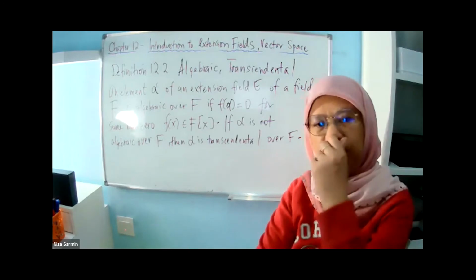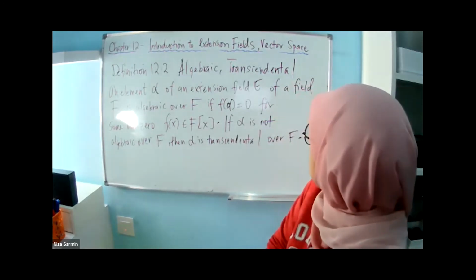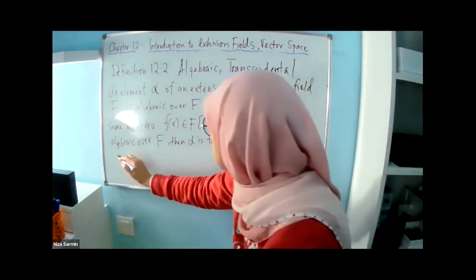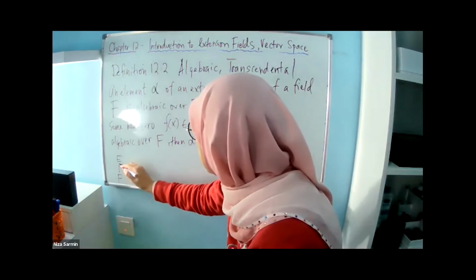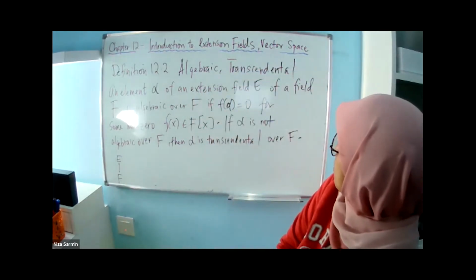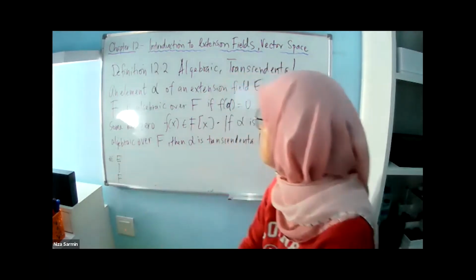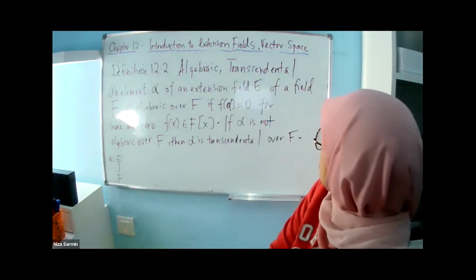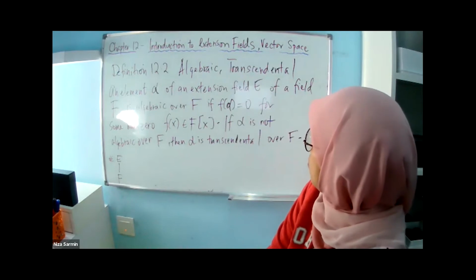So the extension field is the bigger one. So this is E here, and this is F. So the element alpha is in the extension field E of a field F.